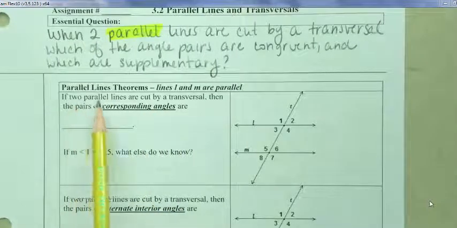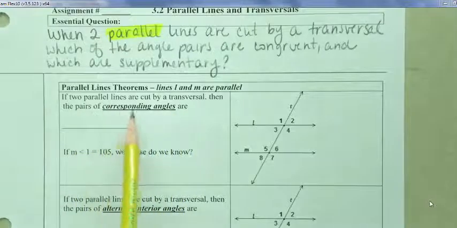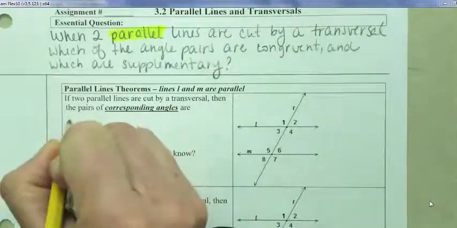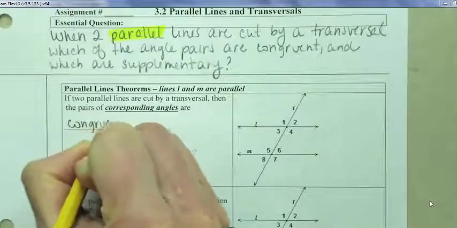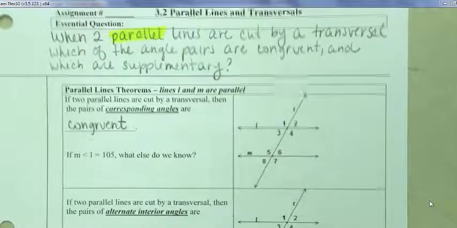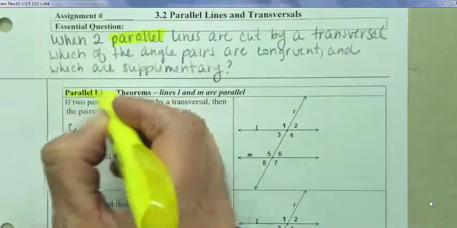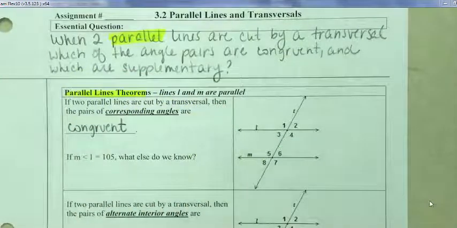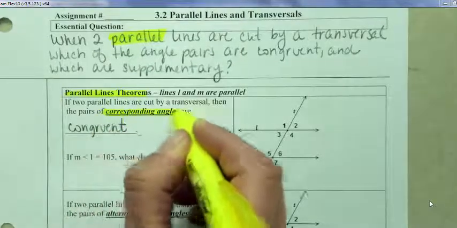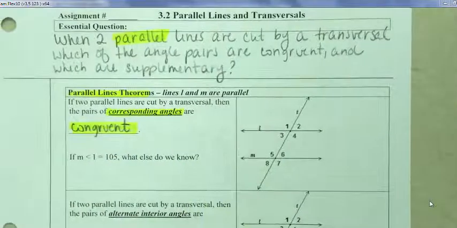Okay, so the first one is the corresponding angles. If I have two parallel lines cut by a transversal, then the pairs of corresponding angles are going to be congruent. So these are parallel lines theorems, they only apply to parallel lines being cut by transversals. Anytime that I have corresponding angles formed by that, then the corresponding angles will be congruent.